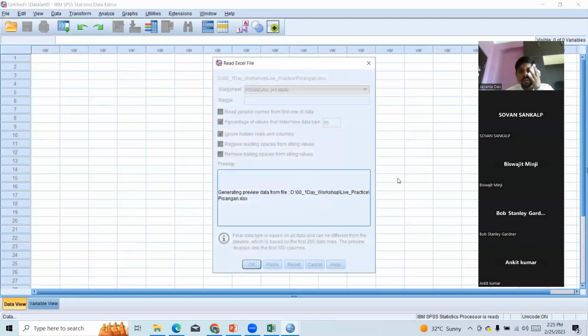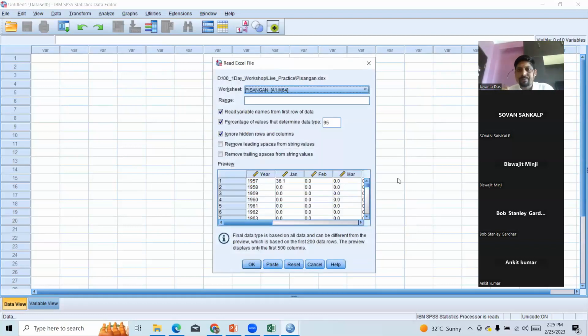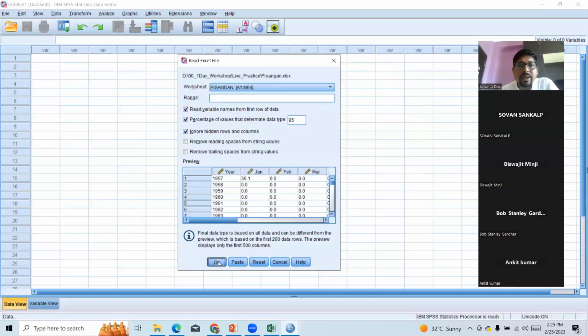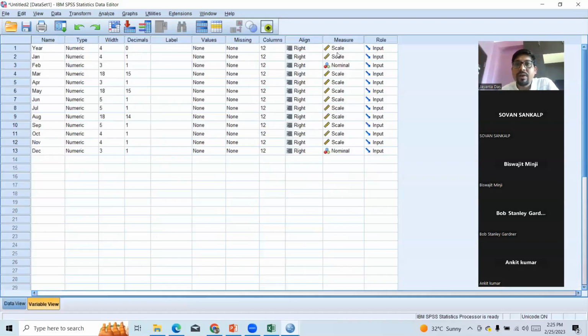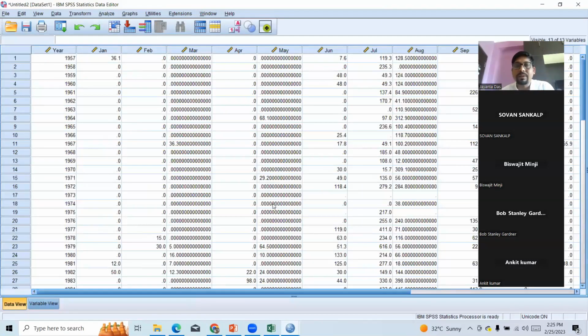Now see, this is a validation. Nothing to do, just click on OK. Now here is our data: year, January, February, March, April, May, June to December. Go to Variable View. Now see, all are scale, but this one is nominal. We have to change it to scale. December is also scale. Okay. You may ask about nominal, ordinal, or scale.